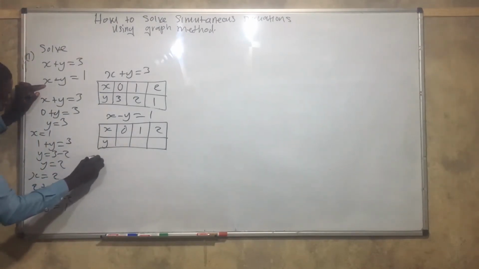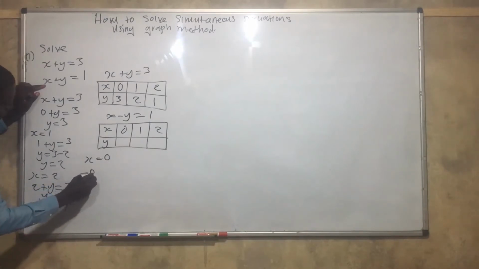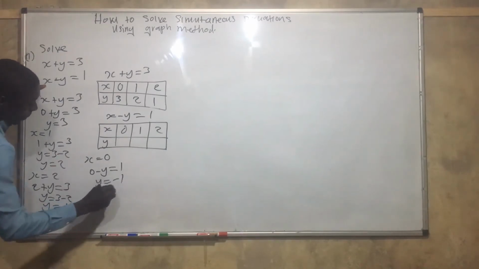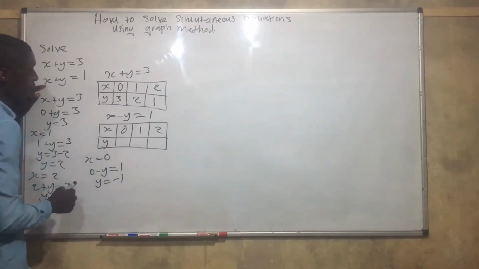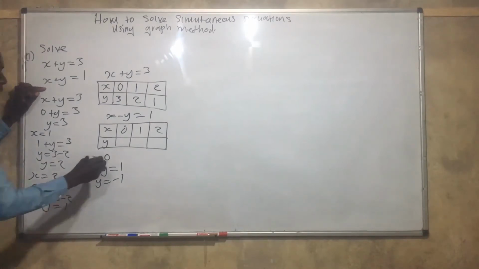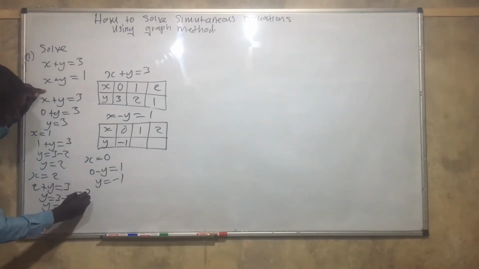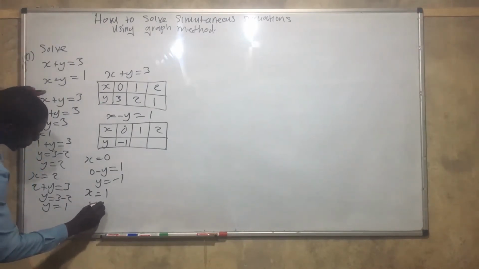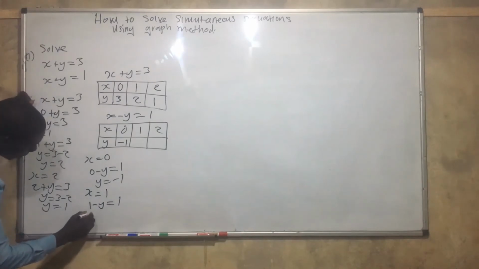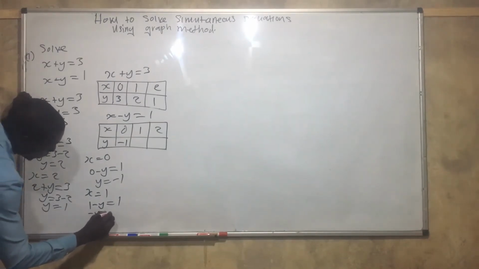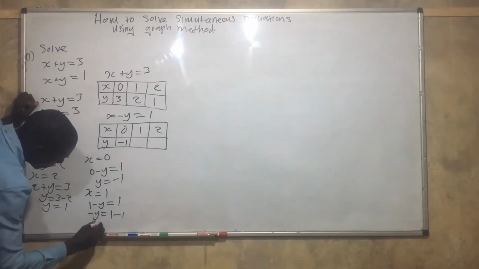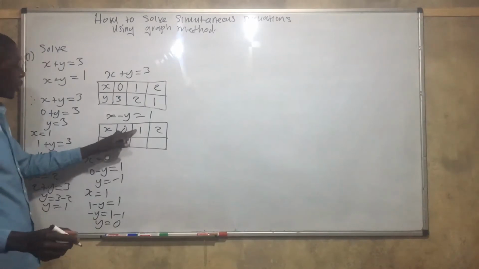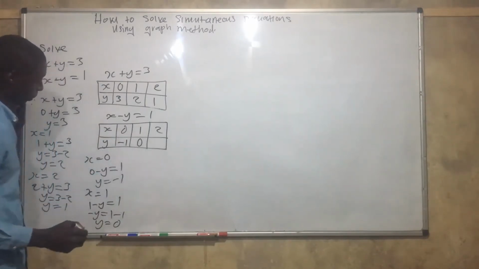If x is equal to 0, it will be 0 minus y is equal to 1. So y will be equal to negative 1. So if x is equal to 0, the value of y will be negative 1. What if x is equal to 1? We say 1 minus y is equal to 1. Then negative y will be equal to 1 minus 1, then y will be equal to 0. So if x is equal to 1, then y will be 0.